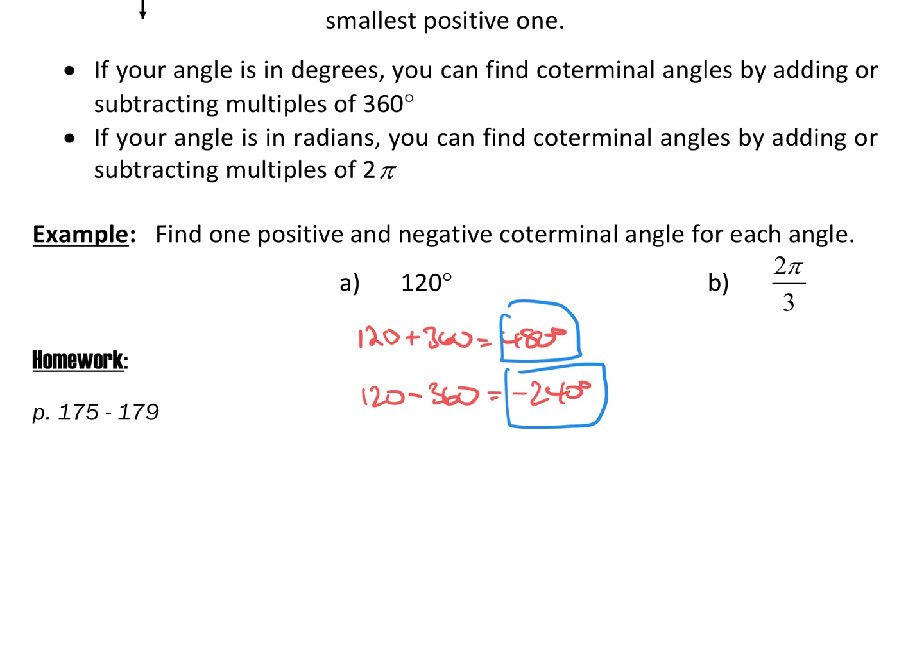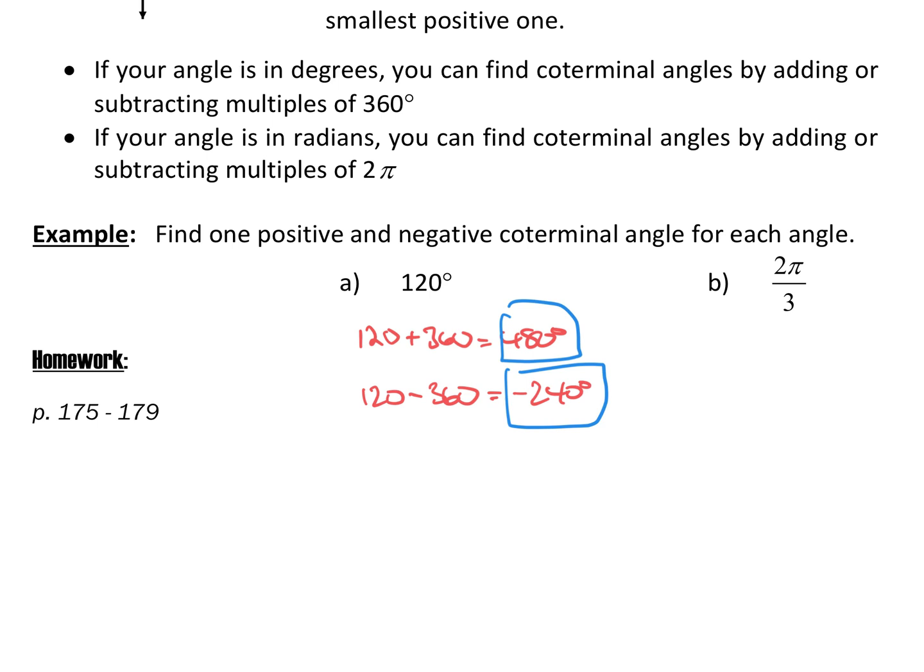Now, if somebody else said, well, what about 840 and negative 600? Sure. Because it doesn't say find the positive and negative coterminal angle. It says find one positive and one negative coterminal angle. So if you're comparing your answers in the book or with a buddy, you may not get the exact same numbers, and that's quite all right.